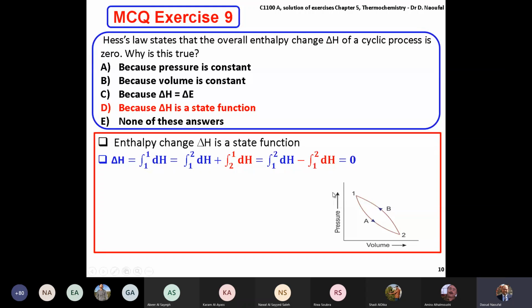And the answer is, since the enthalpy change is a state function. So the correct answer is D.